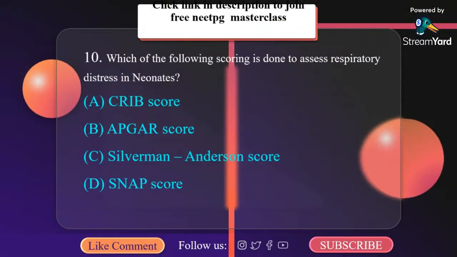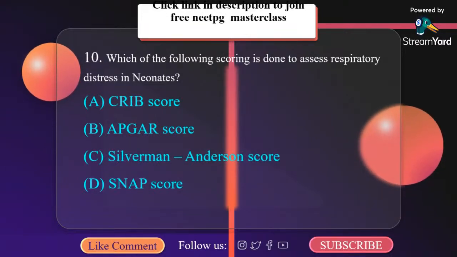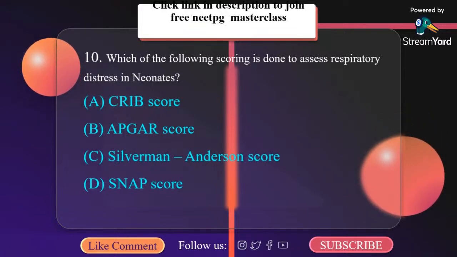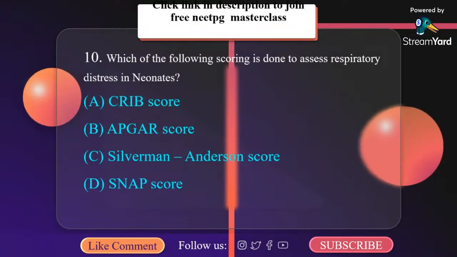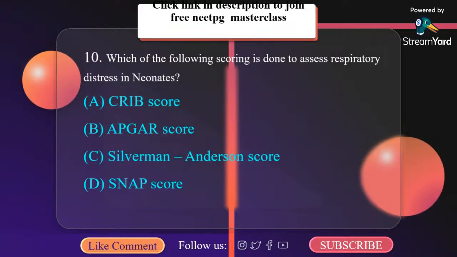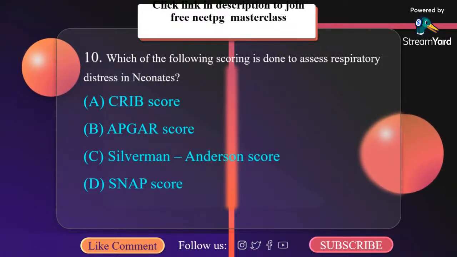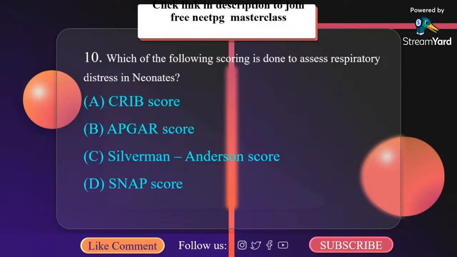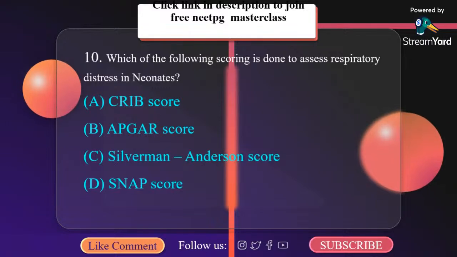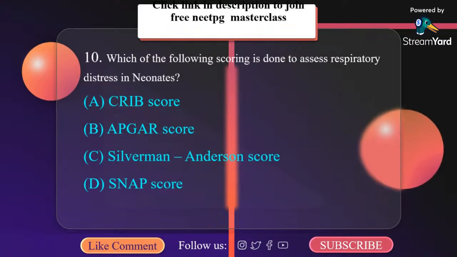Which of the following scoring is done to assess the respiratory distress in neonate? A. CRIB score. B. Apgar score. C. Silverman-Anderson score. D. SNAP score. Let us look into each of the options. What is SNAP score? SNAP score is the Score for Neonatal Acute Physiology. It was developed by Richardson et al. in 1993 for babies of all birth weights and validated as a predictor of mortality and morbidity. It is a physiology-based score that uses 34 routinely available vital sign and laboratory test results.